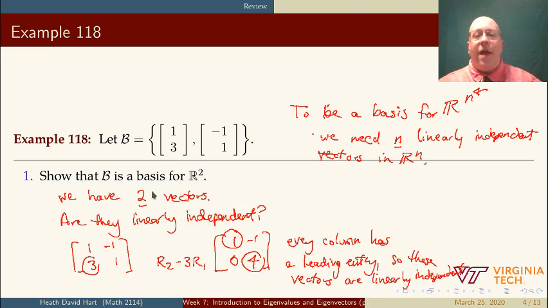And so we have the right number of vectors. We check that they are linearly independent. And so we have shown that this is a basis for R2.